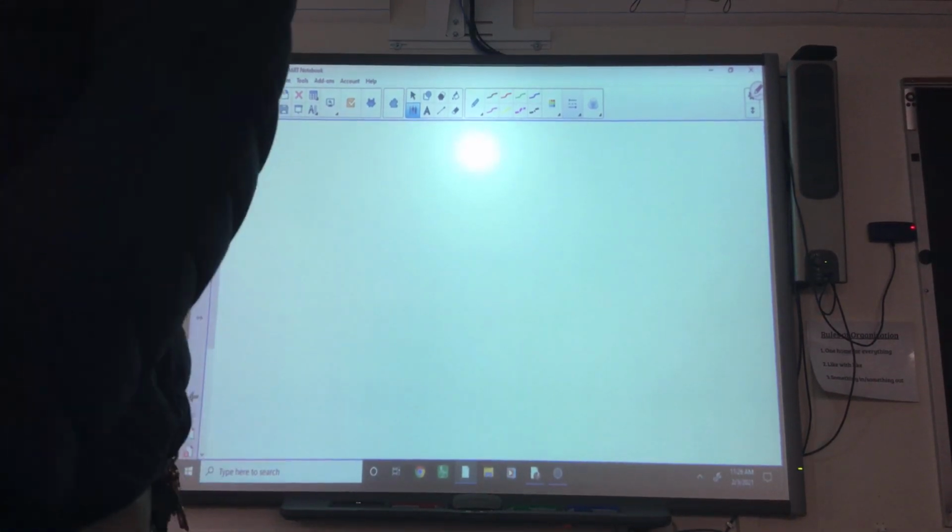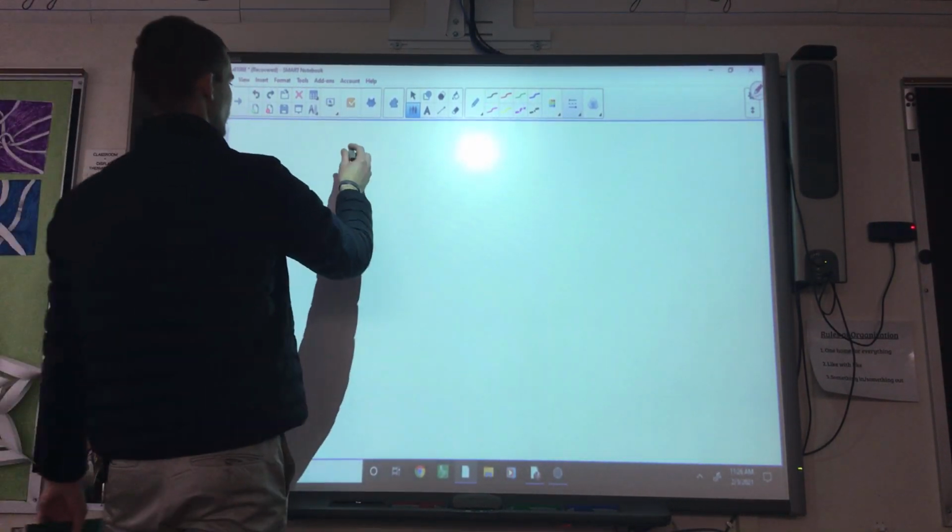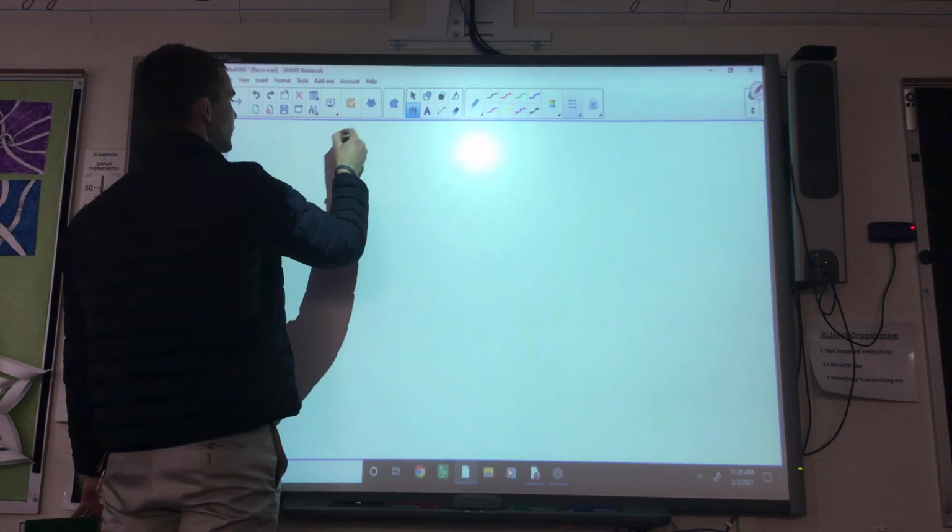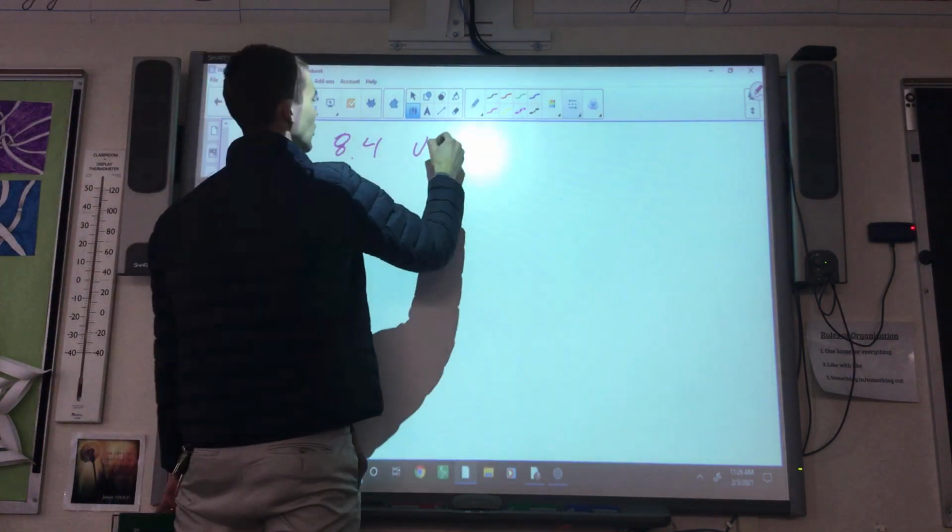All right, 8.4, finding the volume. All right, tomorrow we'll do surface area, but 8.4, volume of a sphere.